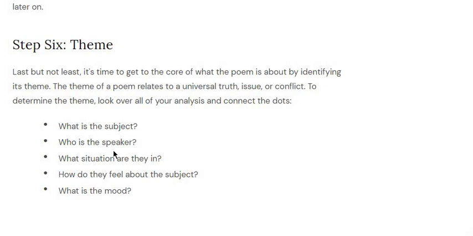Last but not the least, it's time to get to the core of what the poem is about by identifying its theme. The theme of a poem relates to a universal truth, issue, or conflict. To determine the theme, look over all your analysis and connect the dots. Alright? And what does that mean?